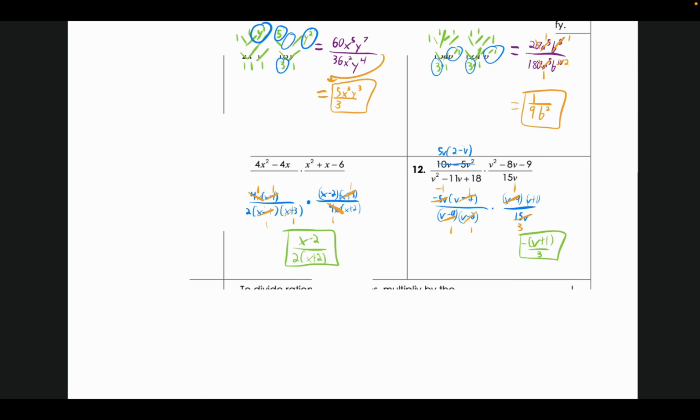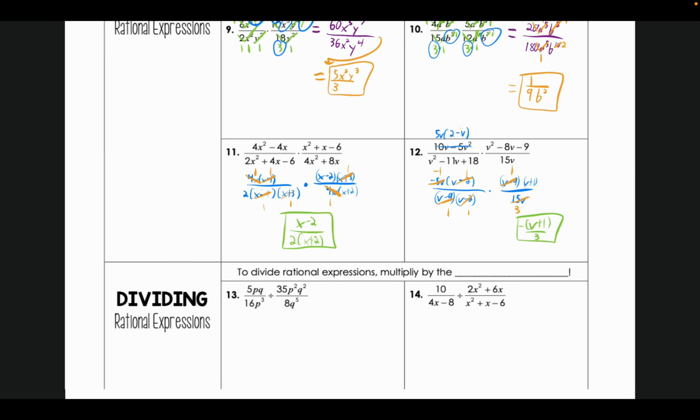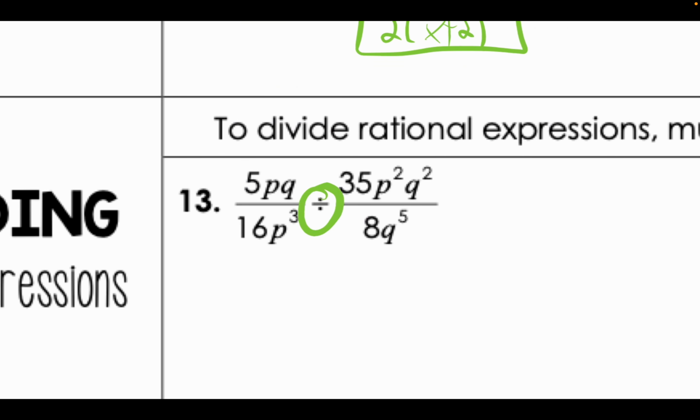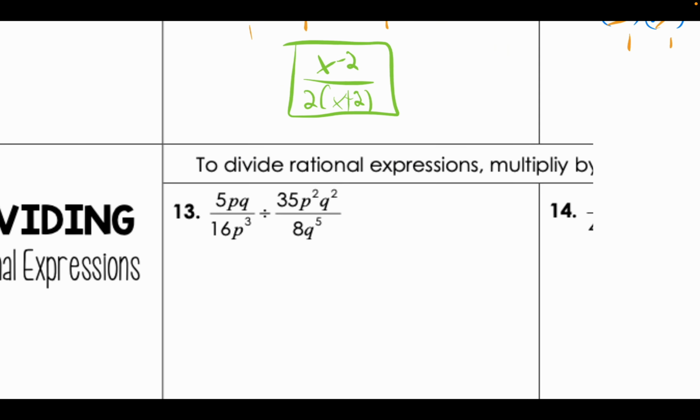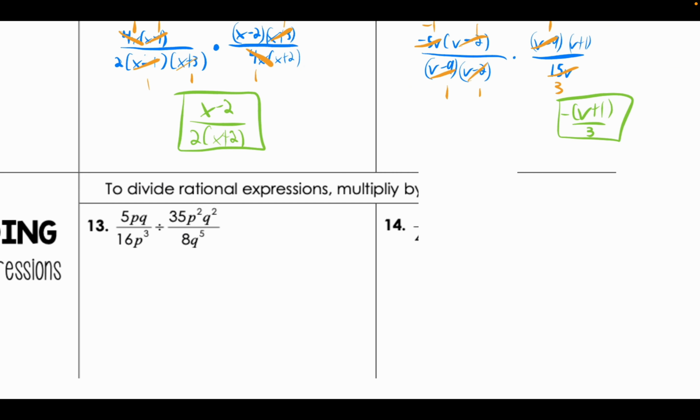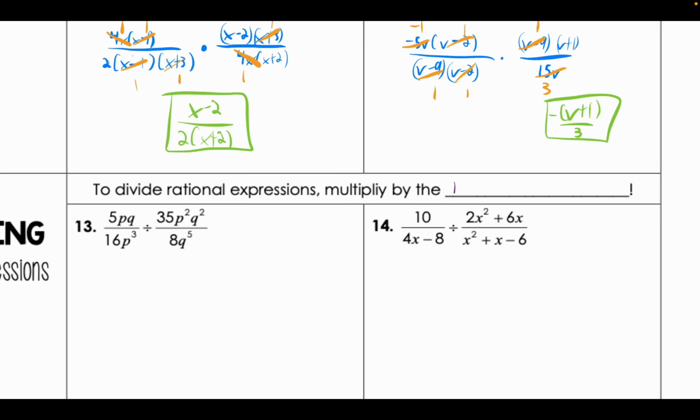Now we're going to move on to number 13 here, dividing rational expressions. So we have a division symbol here instead of multiplication symbol. Well, we learned before that when you divide fractions, all you do is multiply by the reciprocal. What's a reciprocal? Well, thanks for asking. It is the flipped version of the fraction. Now you only flip the second fraction. You only have the reciprocal of the second fraction.